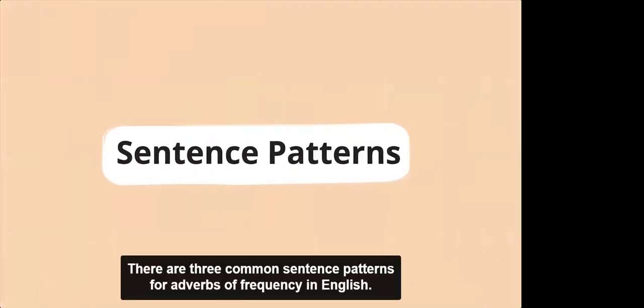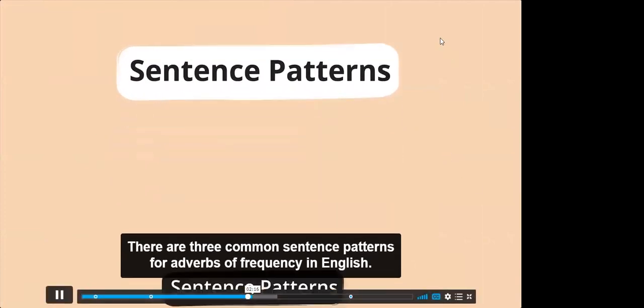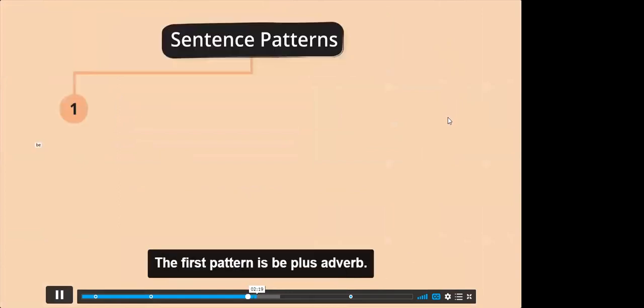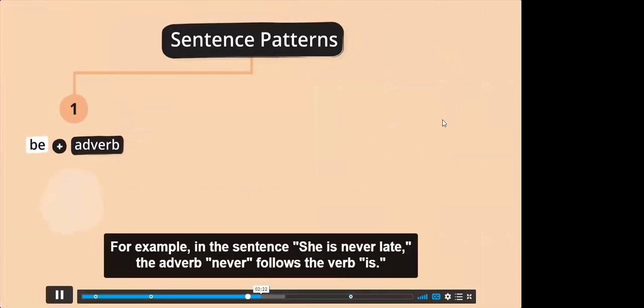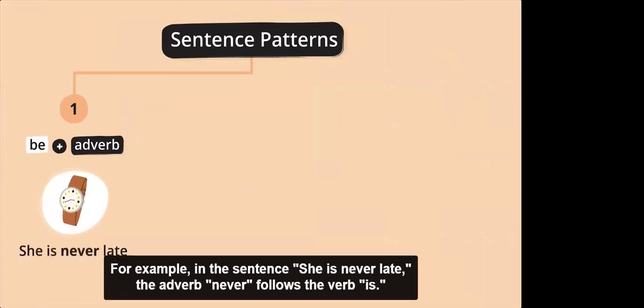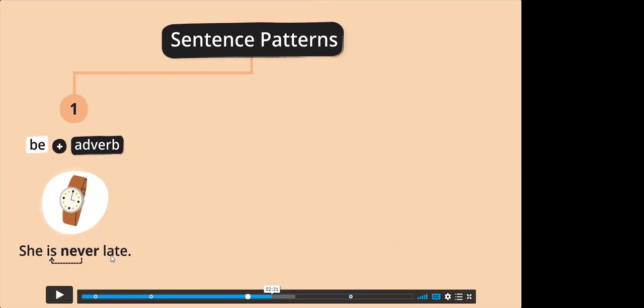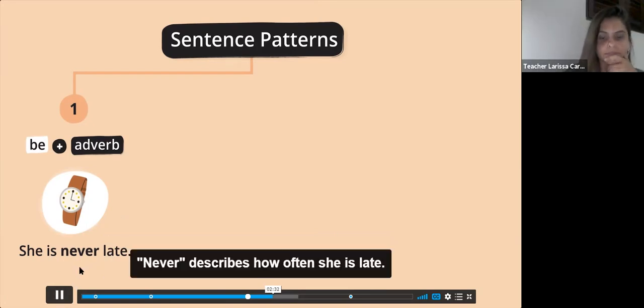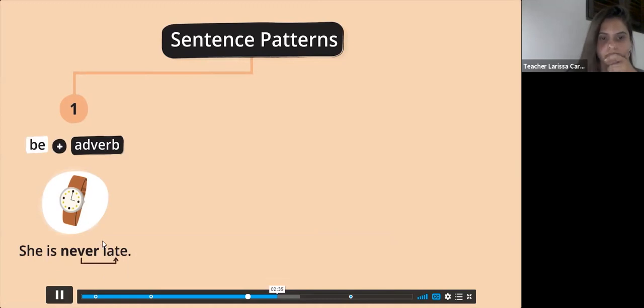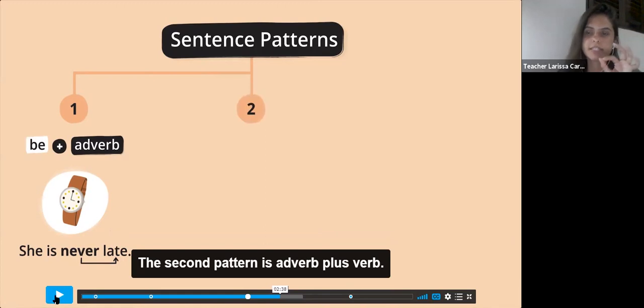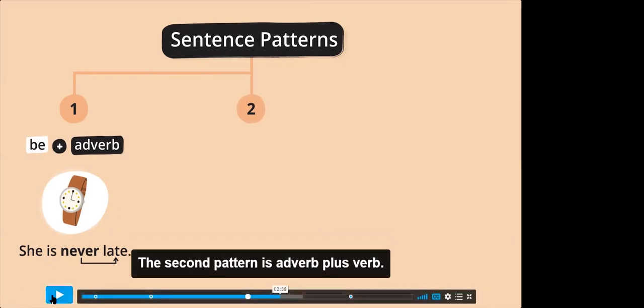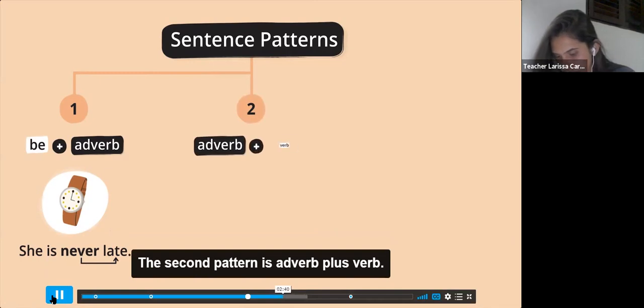There are 3 common sentence patterns for adverbs of frequency in English. The first pattern is be plus adverb. For example, in the sentence, she is never late, the adverb never follows the verb is. Okay, Cecilia, so please read for us. She is never late. Never describes how often she is late. Is she late 100% or 0%? 0%. Great.